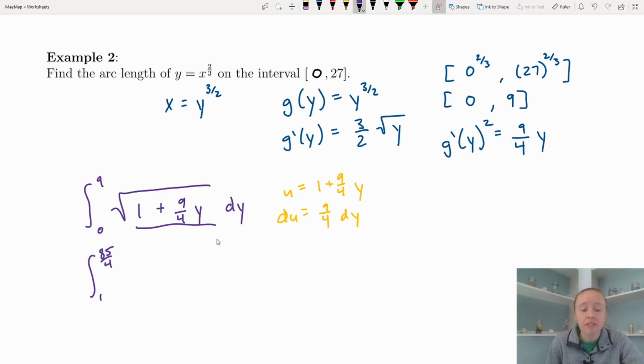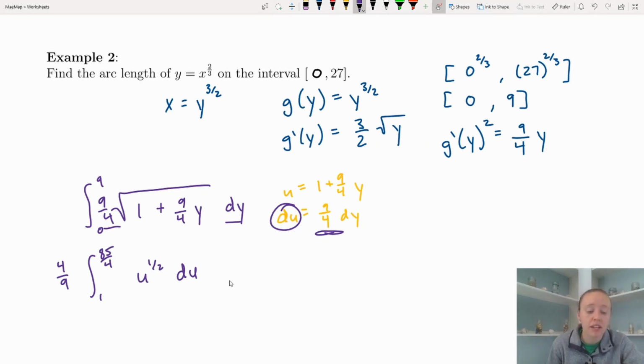Remember, 1 plus 9/4 y was u. So I'm going to have the square root of u, or I can write this as u to the 1/2, because it might be easier to see that as an exponent when we go to integrate. And dy, well, I know that du is equal to 9/4 dy, which means that dy itself is equal to 4/9 du. So I'll bring 4/9 out in front, du. Again, all I did, I saw here that I did not have a 9/4 somewhere in here to make du, so I had to divide by that 9/4, so multiply by 4/9.